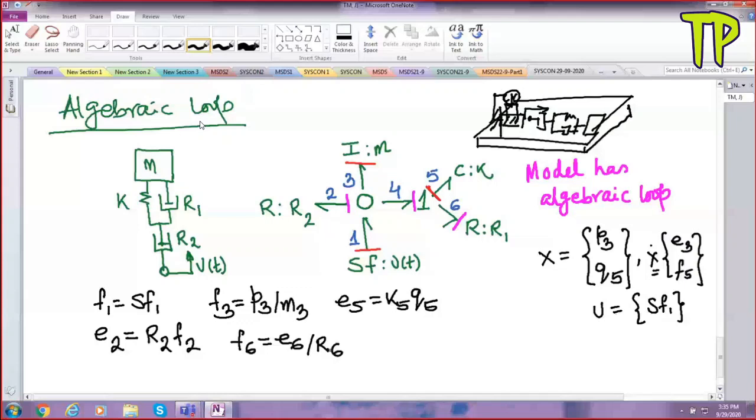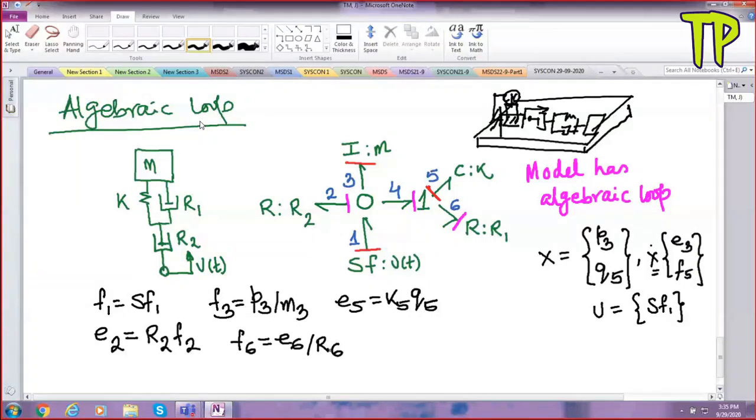So this has to be very clear. Do not think that both are the same thing. You don't write that E6 is equal to R6 F6, or F2 is equal to E2 by R2. That is fine if you are writing something manually, but when you are deriving equations, do not write like that, because that is not causally valid. You have to know F2 to find E2. You have to know E6 to find F6.